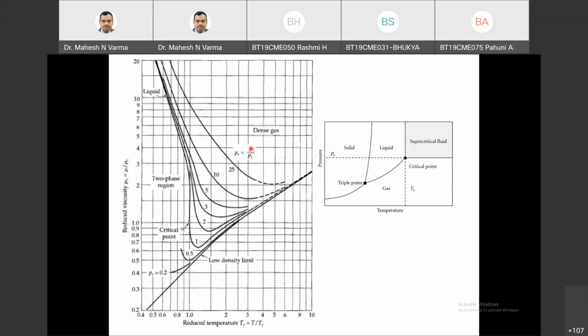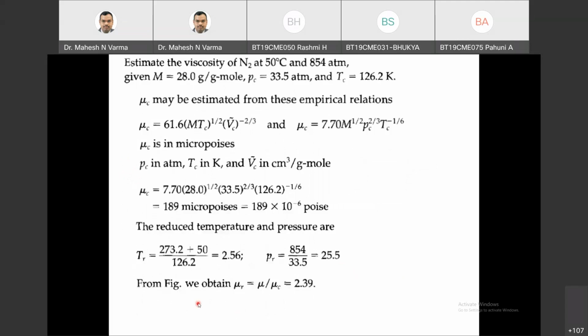Now here, what is the reduced temperature? Reduced temperature is something around 2.6 and reduced pressure is something around 25. So somewhere here I will get a point. Using the reduced temperature and reduced pressure, I will get a reduced viscosity. So somewhere here I will get a reduced viscosity value. Using this reduced viscosity value and the critical viscosity value, I can get the value of viscosity. So this is what you can see from the figure.